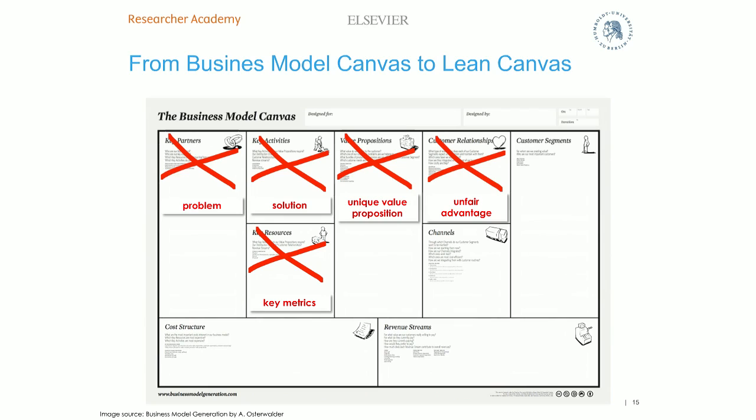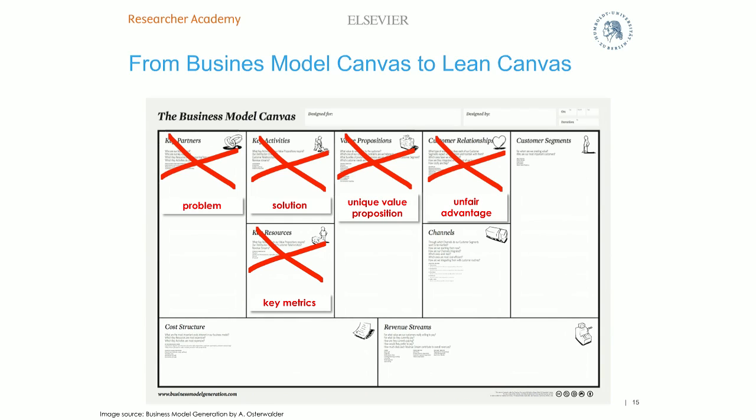The key partners are substituted by problems. The key activities are substituted by solution. The key resources are substituted by key metrics. The value proposition is substituted by unique value proposition, and the customer relationships are replaced by unfair advantage.